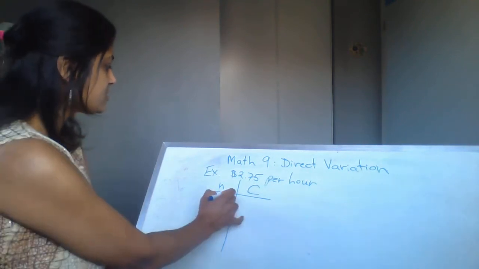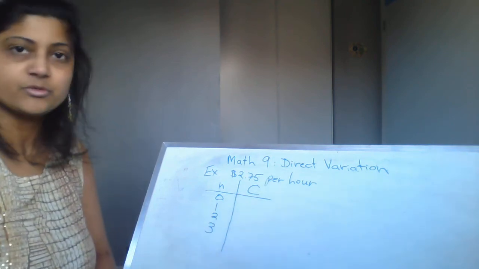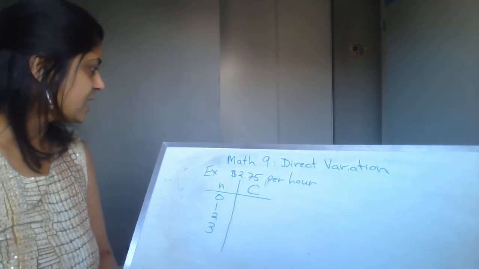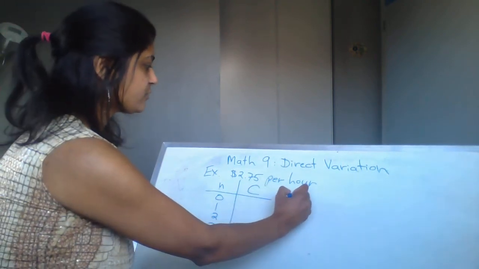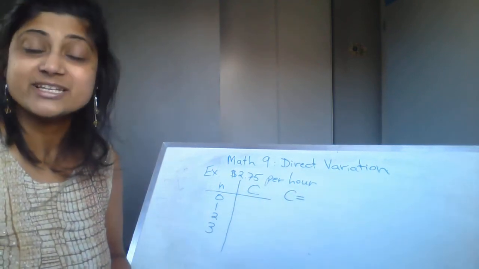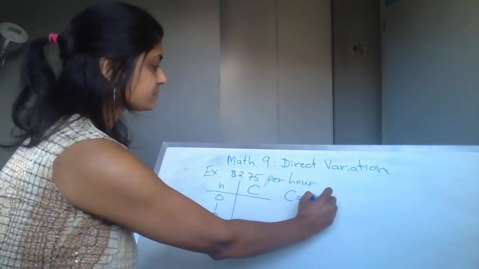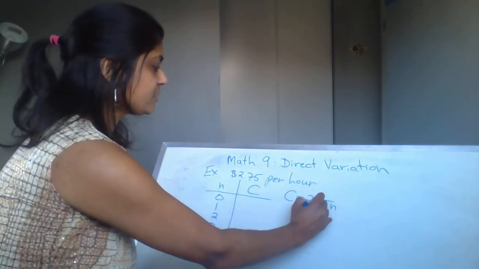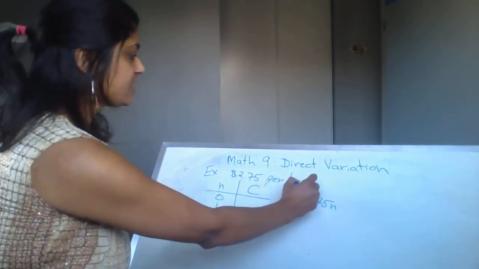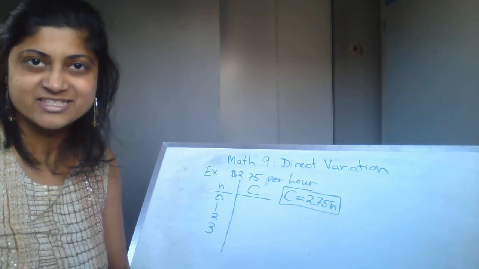All right, so let's do 0. Let's do the same thing, 0 to maybe 3. And let's come up with our equation first. So this is the cost. My constant of variation here is 2.75 because this is per hour. So it's going to be 2.75 times N. So I'm just going to box our equation here. Okay, so it looks like this.